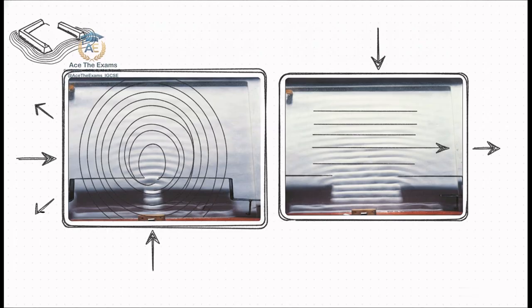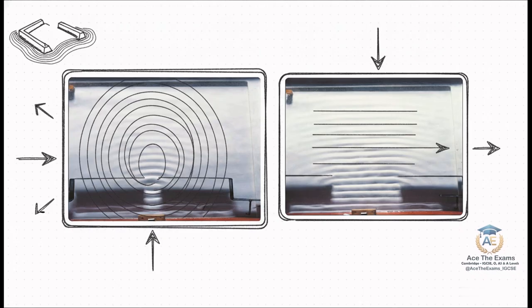Look at the left side. We have a narrow gap, about the same size as the wavelength itself. When the straight waves hit that barrier, they squeeze through and spread out into these perfect semicircles. But look at the right side. When the gap is much wider than the wavelength, the wave pretty much just marches straight on through, only curving a tiny bit at the very edges.